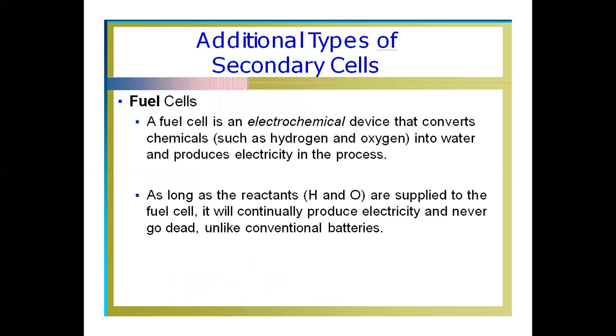The next type of cell is the fuel cell. The fuel cell is an electrochemical device that converts chemicals such as hydrogen and oxygen into water and produces electricity in the process. As long as the reactants, hydrogen and oxygen, are supplied to the fuel cell, it will continuously produce electricity and never go dead, unlike conventional batteries.